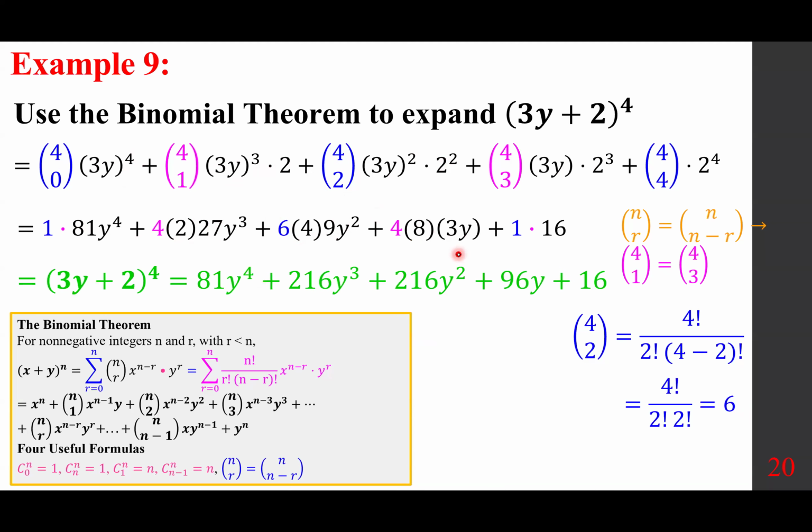And we end up with the following: (3y + 2) to the power of 4 is 81y to the power of 4 plus 216y cubed plus 216y squared plus 96y plus 16. And I believe that's pretty straightforward, everybody. So I hope nobody has any problem with that.